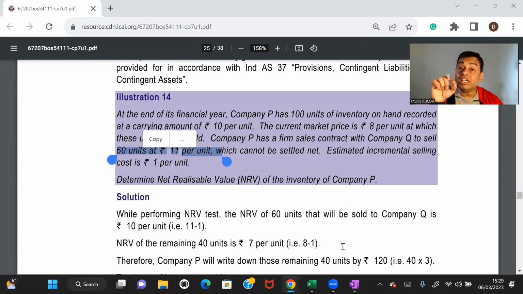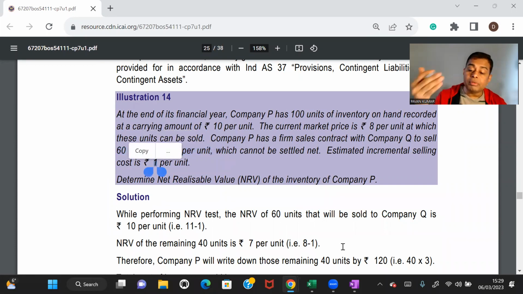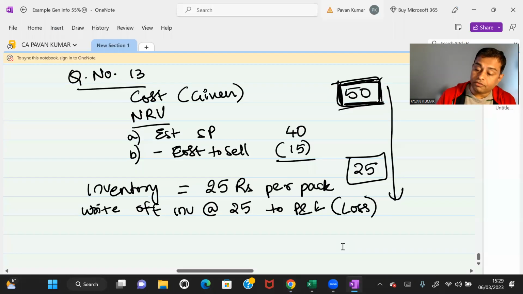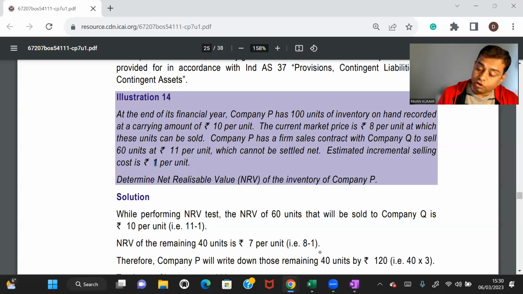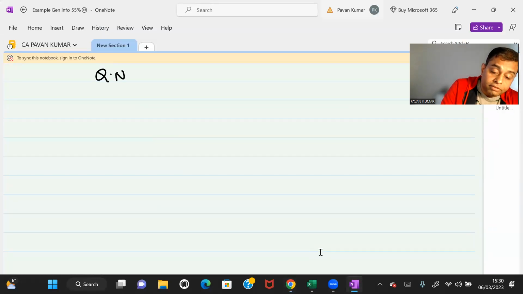So this 11 rupees is the estimated sale value. From that, if you subtract this 1 rupee selling cost, that gives you net realizable value. But Pavan sir, I have 100 units, but this contract is only for 60 units. What about remaining 40 units? For remaining 40 units, you will use that 8 rupees. Okay. Now look here. All of you look here carefully. What is the question number? 14. Question number 14.